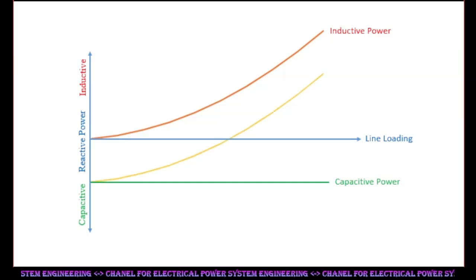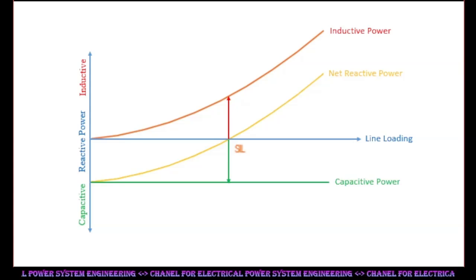This orange curve of net reactive power crosses the x-axis at SIL. Inductive reactive power and capacitive reactive power are equal at this load, so net reactive power is 0. The line load at which this occurs is surge impedance loading, in short SIL, of the line. Net reactive power of the line is nil at SIL. The line does not deliver nor absorb reactive power to or from the system.